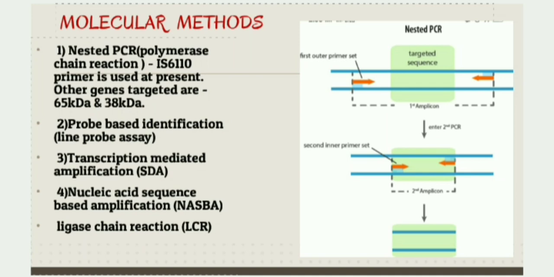Fifth one, it is used for the epidemiological typing of strains. Some of the molecular methods available are nested PCR, probe-based identification or line probe assay, transcription mediated amplification or TMA, strand displacement amplification or SDA, nucleic acid sequence based amplification or NASBA, and ligase chain reaction or LCR.